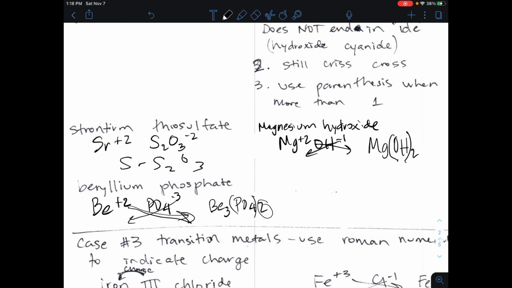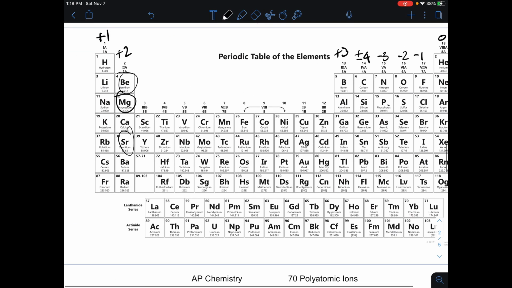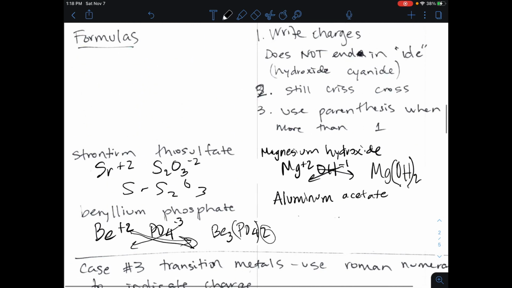One more for the road. Let's do aluminum acetate. Take a second, pause it, see if you can get it, and I'll go ahead and finish it. So aluminum on the periodic table is a little bit tricky. It's not over on this left side. It's actually right here. Aluminum. It's in that +3 column. So aluminum is +3. So you write Al+3.